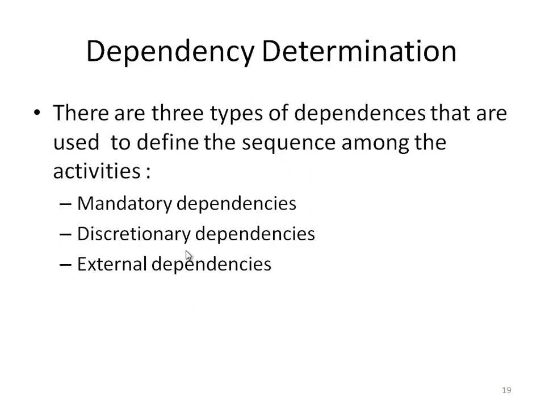And then we have external dependencies, which involve the relationship between project activities and non-project activities. Those dependencies are outside the project team's control. A good example for that is the testing of software, which depends on the delivery of hardware from an external source. So actually the project team does not have any control on that.